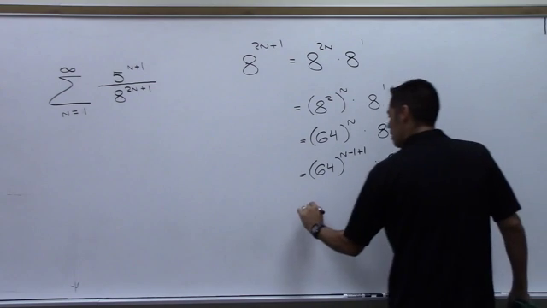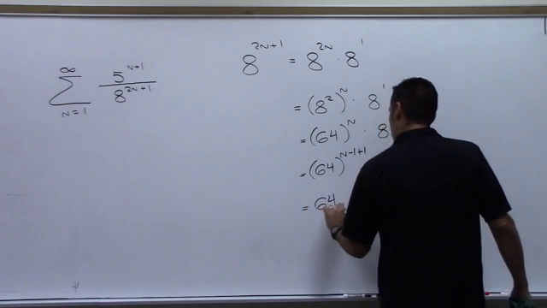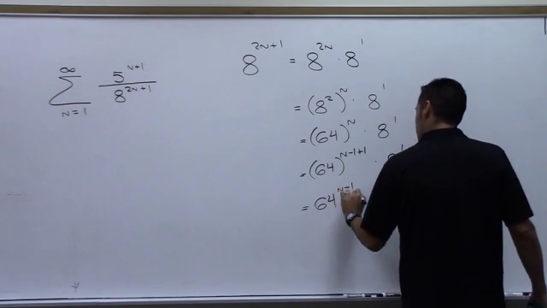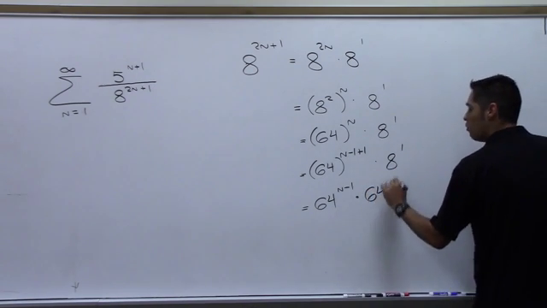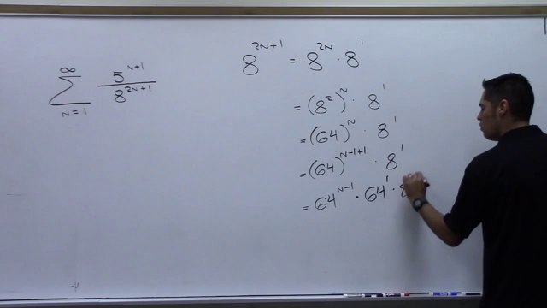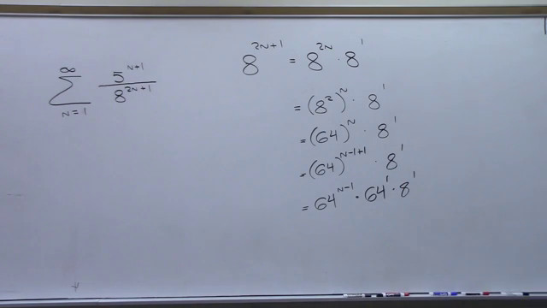So we get 64 to the n minus 1 times what? 64 to the 1 times 8 to the 1. That's a big number. Y'all see how I've done that? Sure.